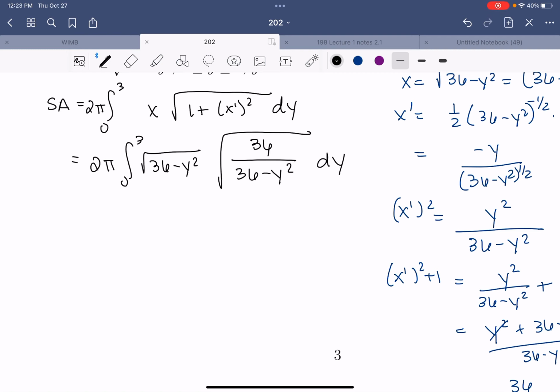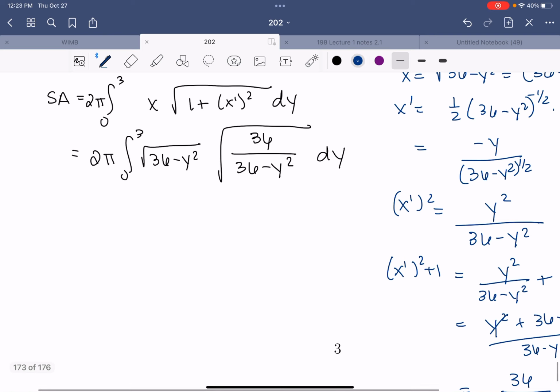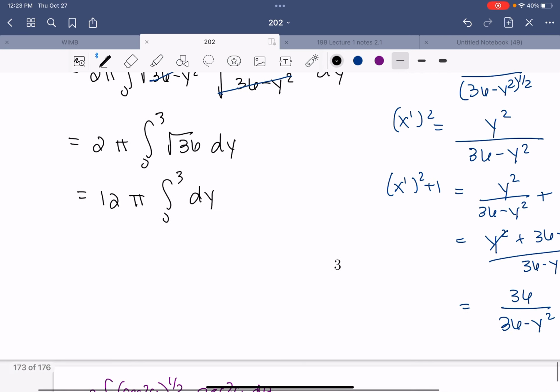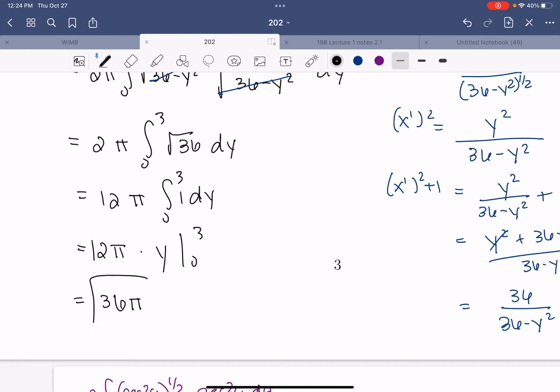Now again, like the one above, this square root and that square root are going to cancel, and I'm left with 2 pi times the integral from 0 to 3 of the square root of 36, which is 6. So this is 12 pi times the integral from 0 to 3 dy. And there's a 1 written there, so this is 12 pi times just y from 0 to 3. And so we get 36 pi.